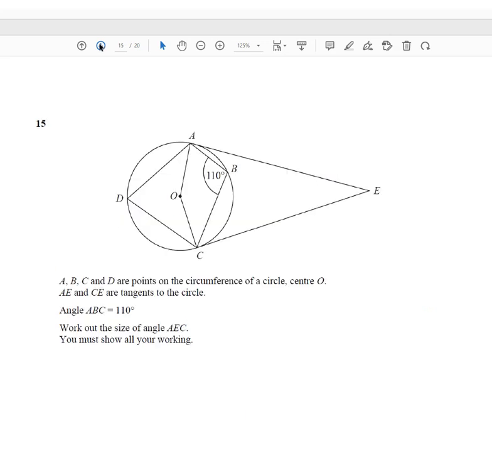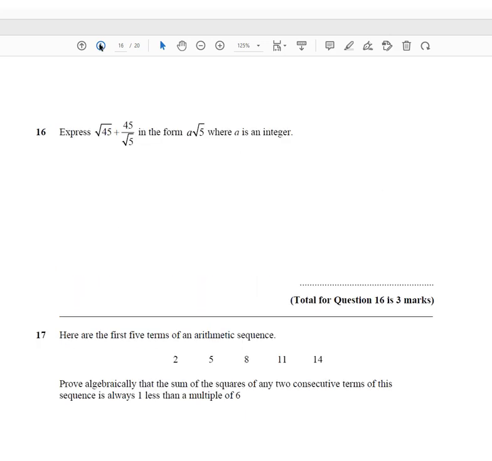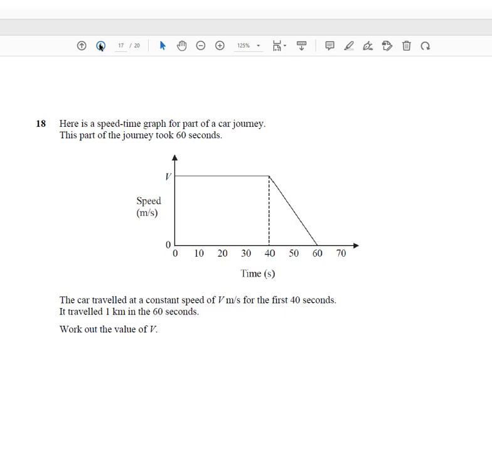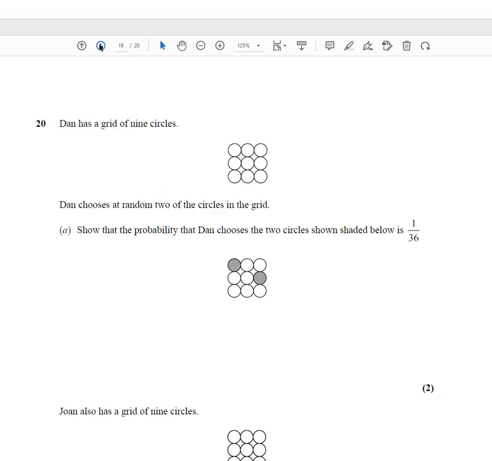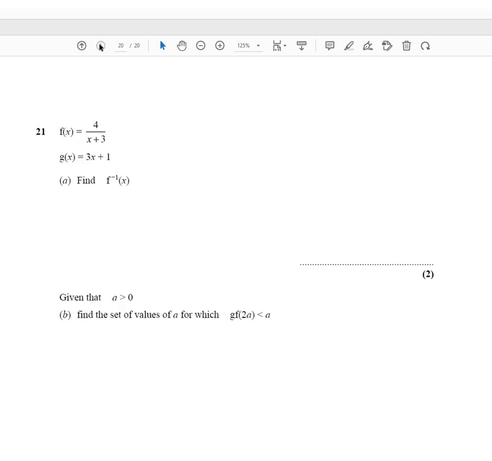Question 15 you can miss out because we haven't done it. Question 16 you can miss that one out. And 17. 18 you can miss out if you want to. 19 you can miss out if you want to. 20 as well. 21 as well.